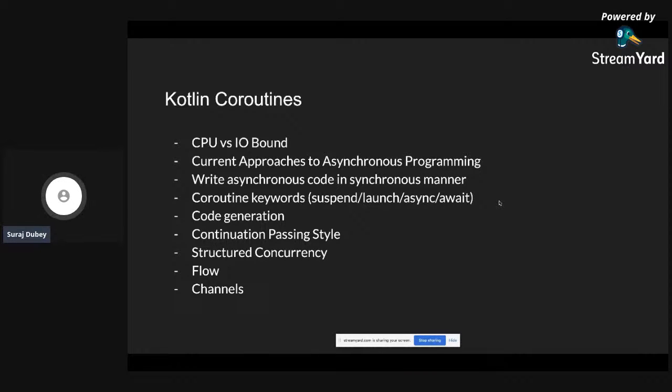In short, we will discuss what the current approaches are. This problem is definitely not new to us. So what exactly are the current approaches, and how do coroutines enable us to write asynchronous code in a very synchronous manner? We will go through some of the coroutine keywords, and everything is code in the end; there is no absolute magic happening anywhere. So we try to understand what code is getting generated, some parts of continuation passing style, structured concurrency, and a brief look at channels.